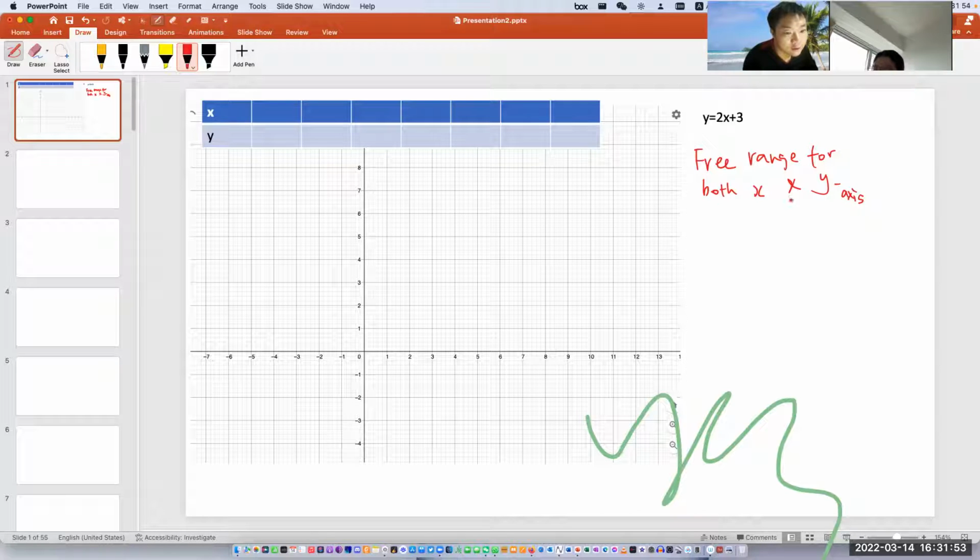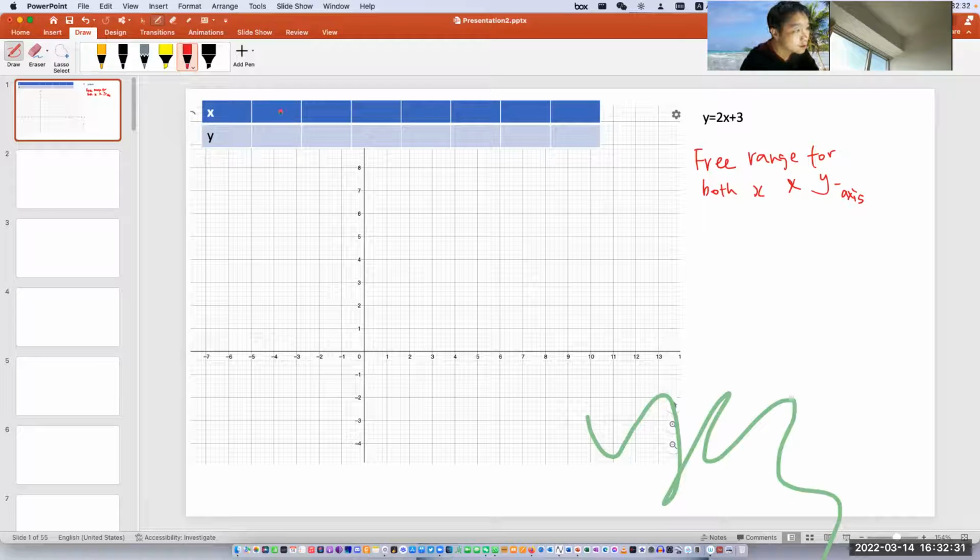Okay. Why free range? Because I'm not given a range. So free range means I can pick any value I want for x and y. Of course, I'm not going to use 100 or 1000, because all these numbers are so big and they are going to make my life so hard. I don't want to make my life hard. I want to make my life easy, right? So you don't choose large numbers to make your life hard.